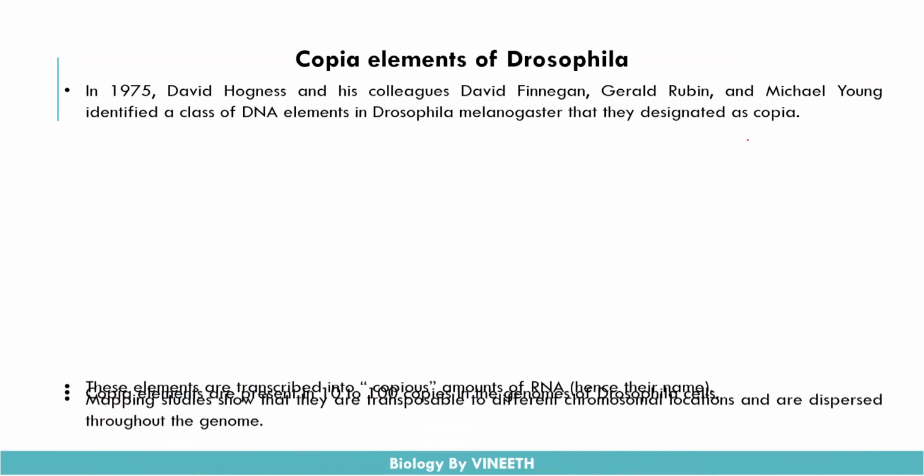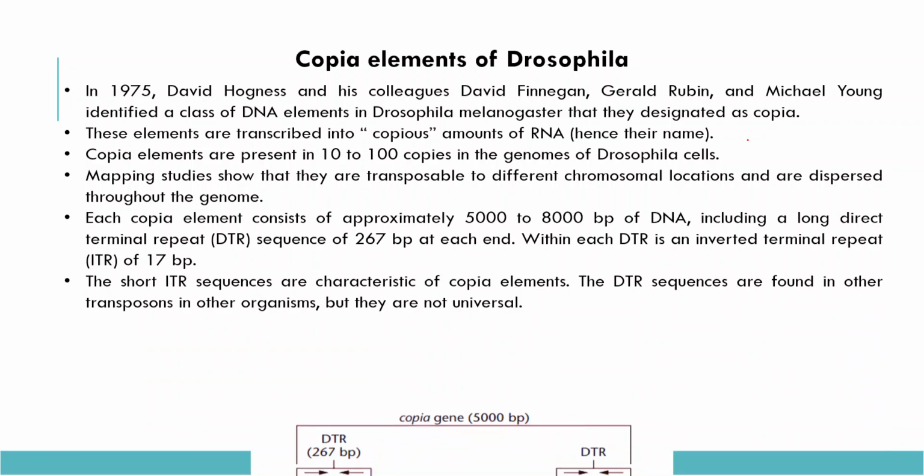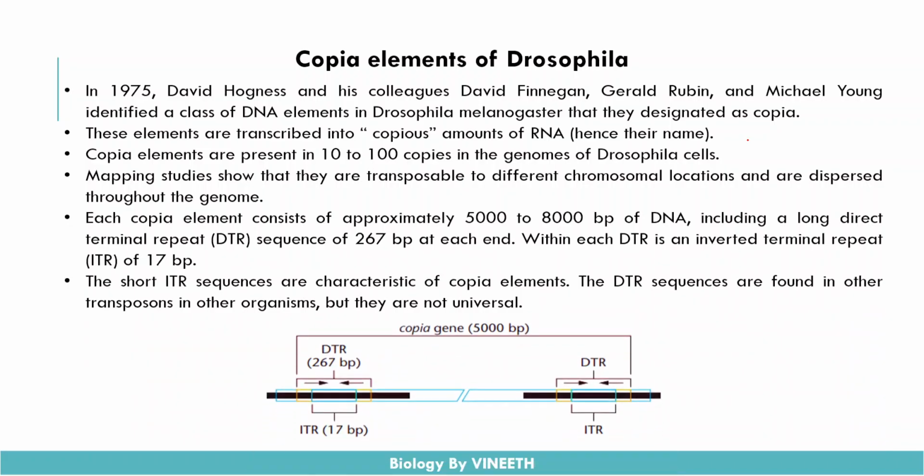And then we have the copia elements in Drosophila. These copia elements which are present in Drosophila were discovered by David Hogness and his colleagues, David Finnegan, Gerald Rubin, and Michael Young. They discovered these copia elements in Drosophila melanogaster.